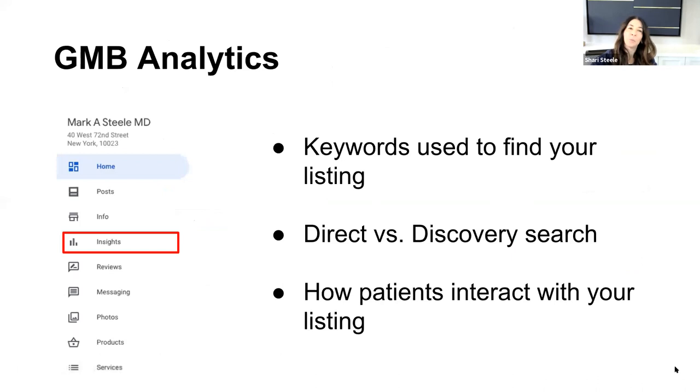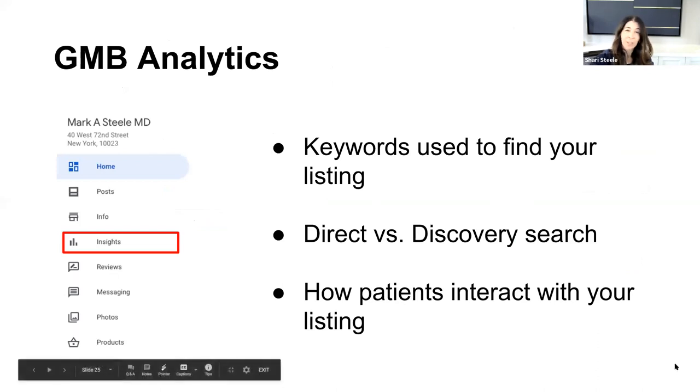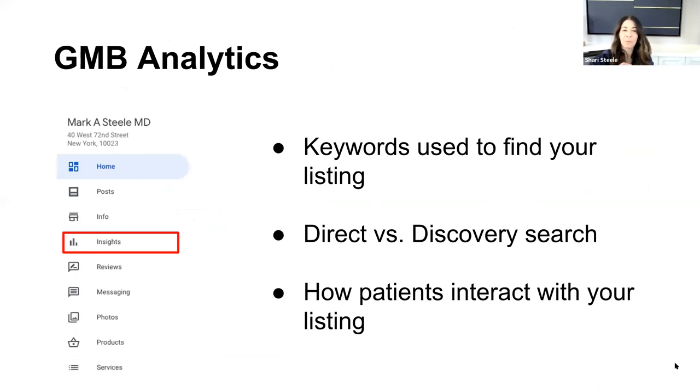Okay, so the last piece is Google My Business Analytics. That's contained within the Insights tab on your Google My Business dashboard. So right underneath posts, you have the info section. That's where we added all that great detail that's going to complete all the information needed on your listing. The Insights section is where you get data which shows how successful your listing is in engaging patients.